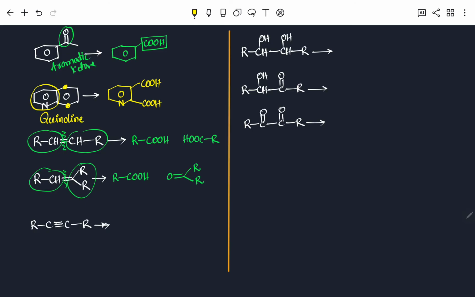When alkyne is treated with KMnO4 or K2Cr2O7 conditions, we have to break the triple bond, and the left group will be converted into carboxylic acid and the right group is also converted into carboxylic acid.